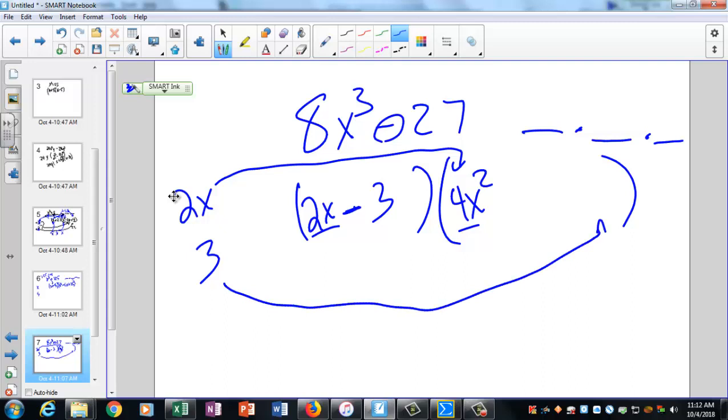3 times 3 goes on the end. That's 9. Again, you can check it by saying negative 3 times what gives me 27? 9. What sign's going to be in the middle here? Plus. Why is it plus? It's got to be opposite of this one. Okay. What's the term in the middle? 6x. And you're done.